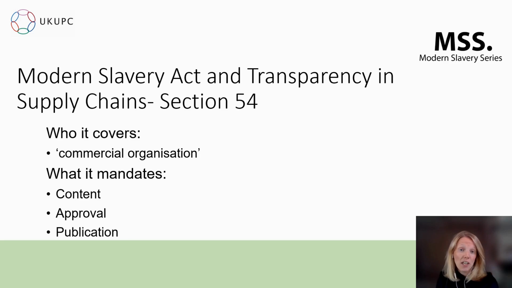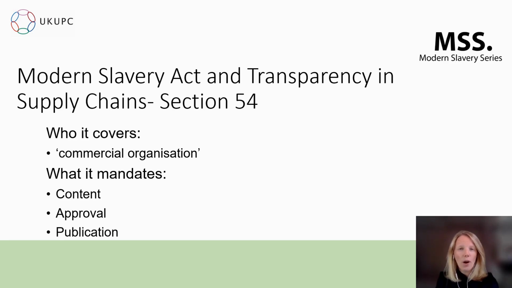The wide-ranging nature of the Modern Slavery Act means that not all elements of the Act have direct relevance to businesses. However, Section 54 of the Act has a specific focus on transparency in supply chains. The requirements of Section 54 apply to commercial organisations with an annual turnover above a certain threshold, which is currently set at 36 million, and these are businesses that carry out business in any part of the UK.